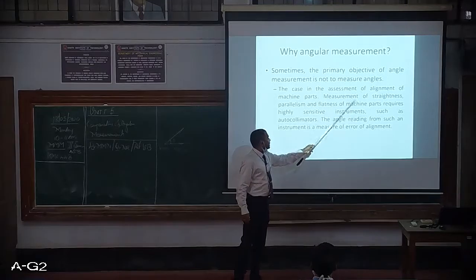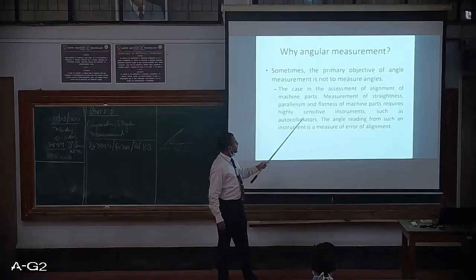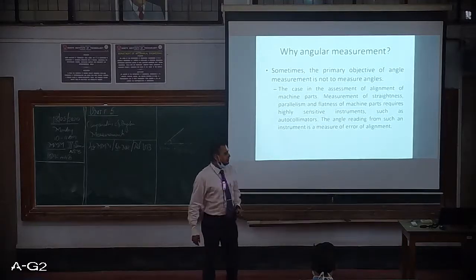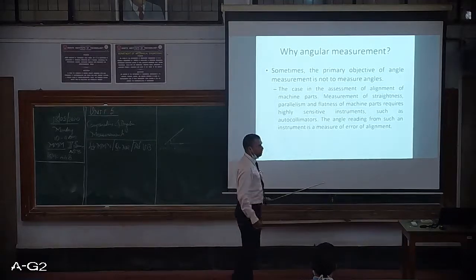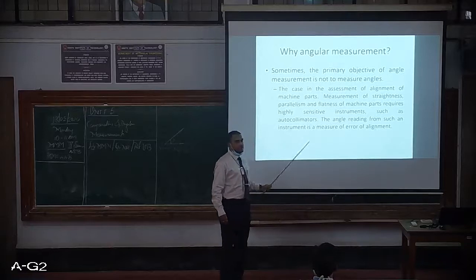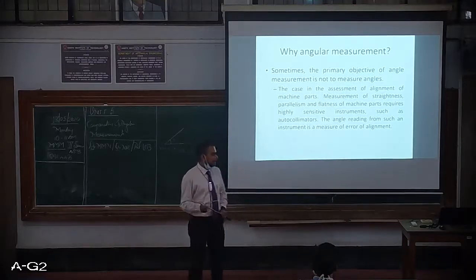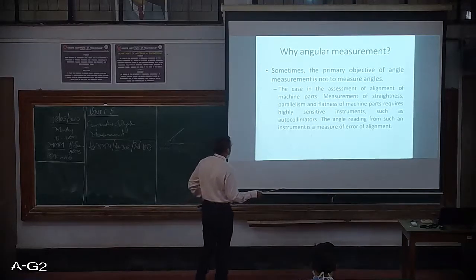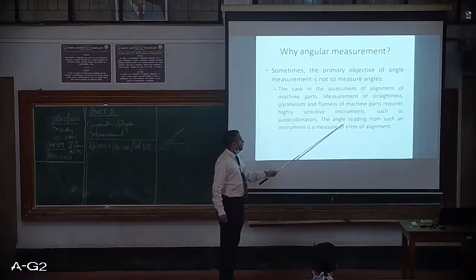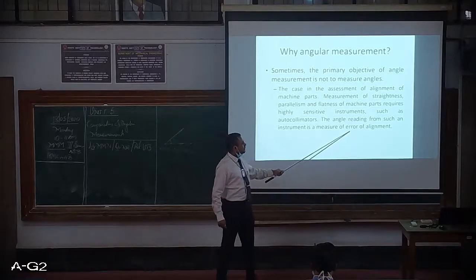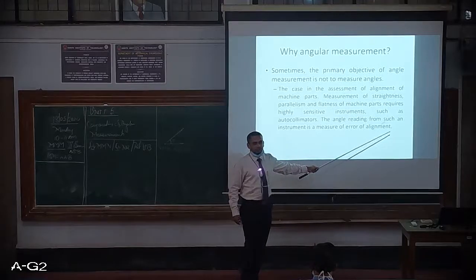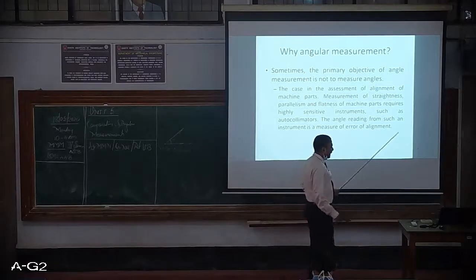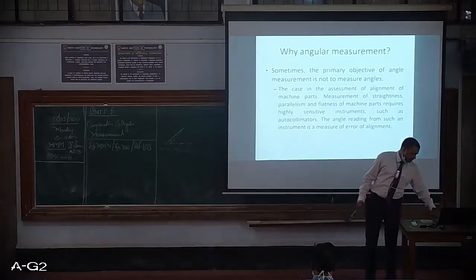Flatness of machine parts requires highly sensitive instruments such as autocollimators. These are optical instruments. You might know that optical instruments give a higher degree of accuracy than mechanical instruments. The angle reading from such an instrument is a measure of error of alignment. So this is why angular measurement is necessary.